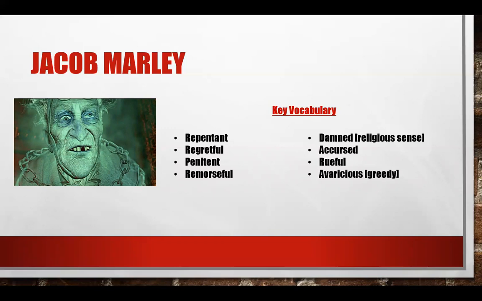Again, these are all very similar words, but they can be used for different parts of the novella and to different points. Damned in the religious sense, being damned to hell, not following a Christian ethos and being unable to get to heaven. Accursed means being eternally cursed, not being able to shake off this curse, and we could argue that this is what Marley faces because he's never able to shake off that chain.